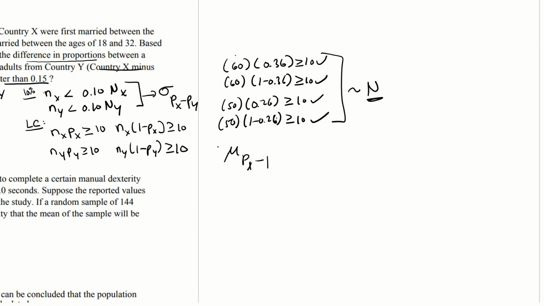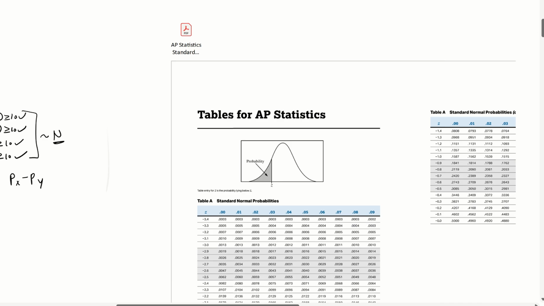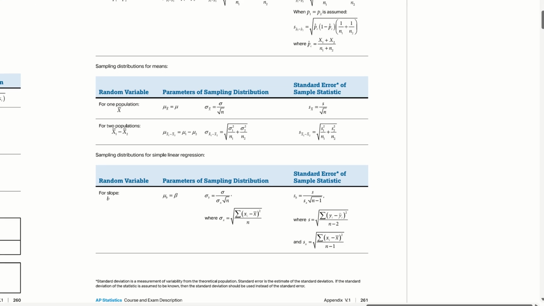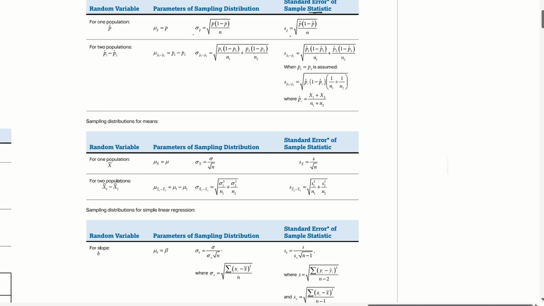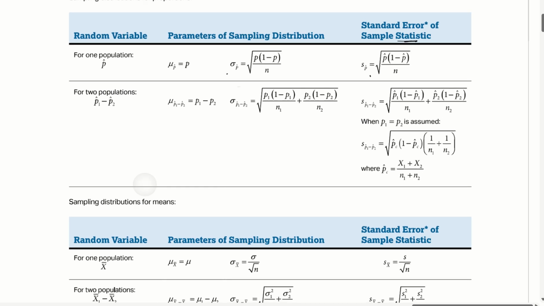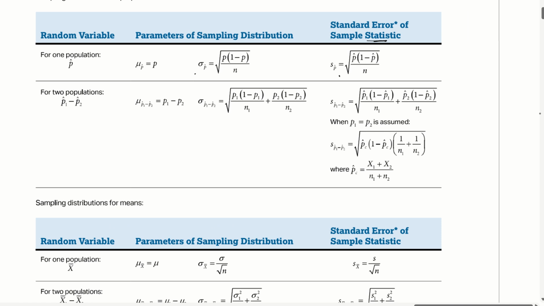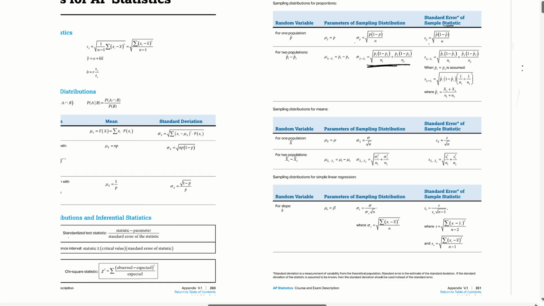mu of px minus py is just going to be px minus py. That's from your formula sheet, okay? And then we know that the standard deviation of px minus py, so let's look that one up. So standard deviation right over here of the difference in two proportions. So for two populations right here, p1 minus p2, we have this formula, okay? p1, 1 minus p1 over n1, right? And we're gonna use that formula there.